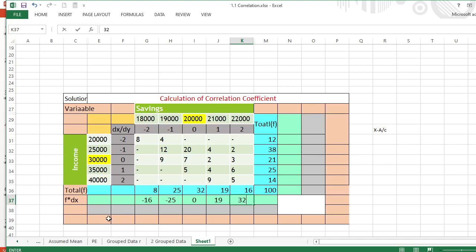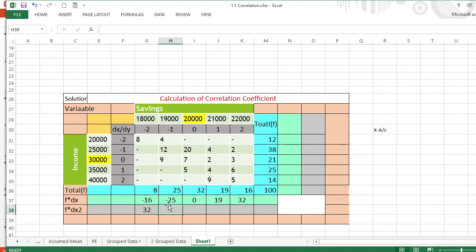So after f into dx, we need to find f into dx square. As far as f into dx square, the dx values are here. We need to consider dx square values. So minus 2 square is 4. 4 into f value 8, so 8 into 4 is 32.